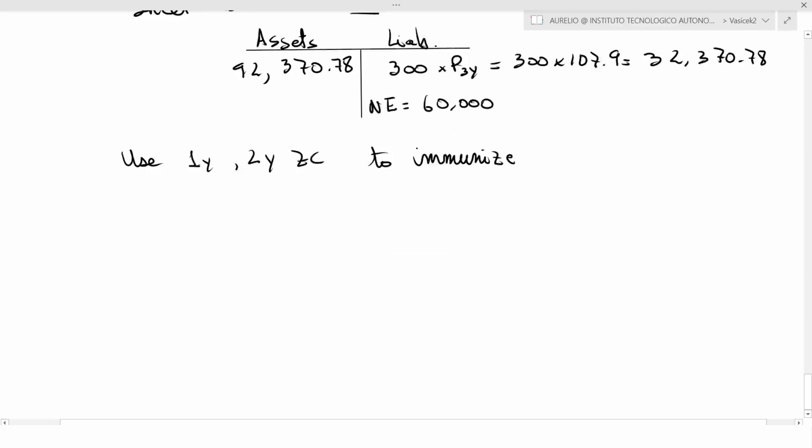So now we have to set up our 2 equations with 2 unknowns. The first one is going to be for the value of net equities, the second one for the delta Vasicek of the net equities.